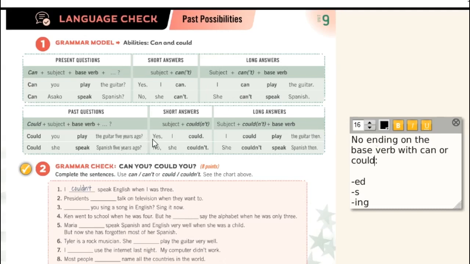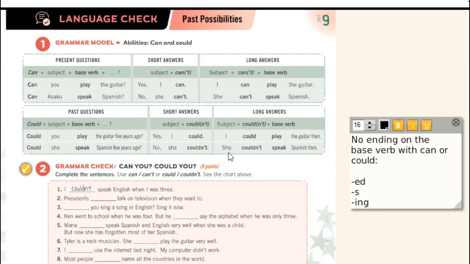And so, yes, I could. This is a short answer. Yes, I could. No, she couldn't. All right. So, could you play the guitar 5 years ago? Okay, 5 years ago. 5년 전에. 5년 전 기타 칠 수 있어요? Could you play the guitar 5 years ago? Yes, I could. 할 수 있었어요? Yes, I could. I could play the guitar then. Okay, 그때. I could play the guitar then.